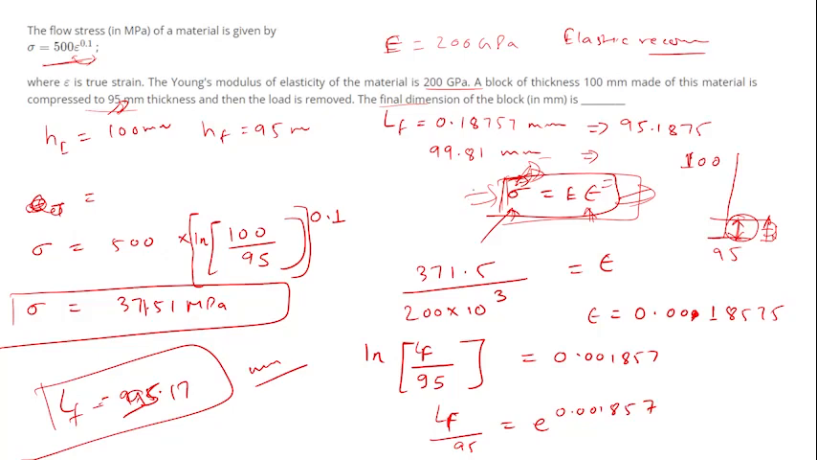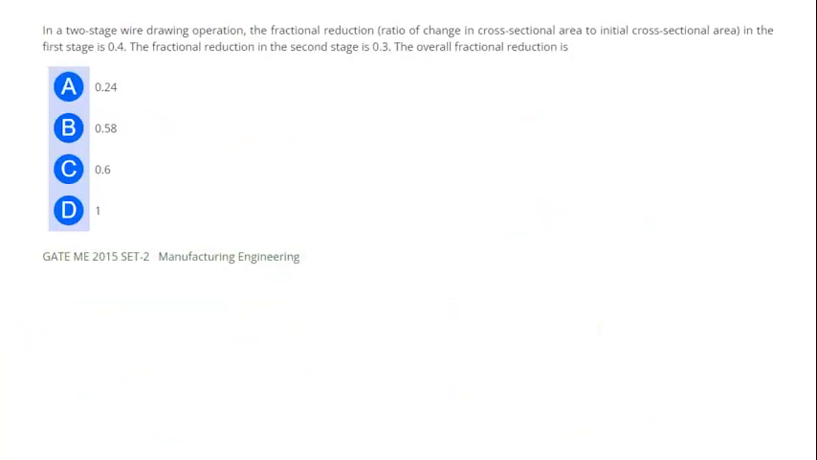Yes, ma'am. This formula is correct for both. If you are going for the engineering stress and strain relationship in this elastic zone, this will work. And if you are going for true, this will work. But what we got here due to flow stress is true, that is why we are using true. Okay, ma'am. Okay, solve this question.